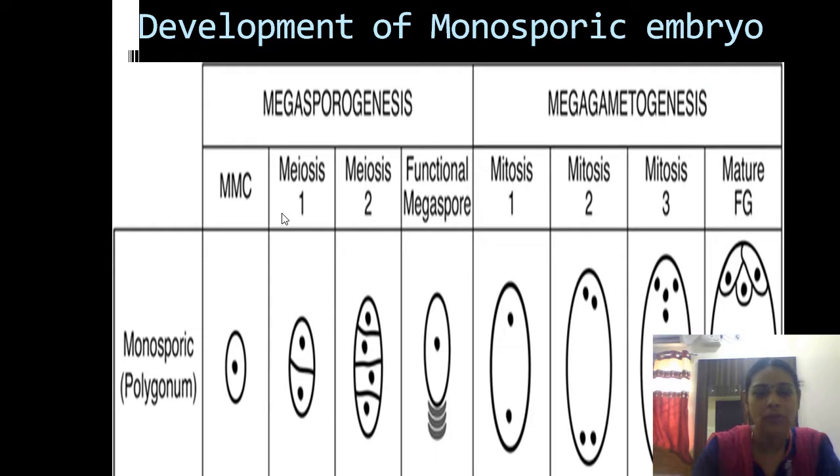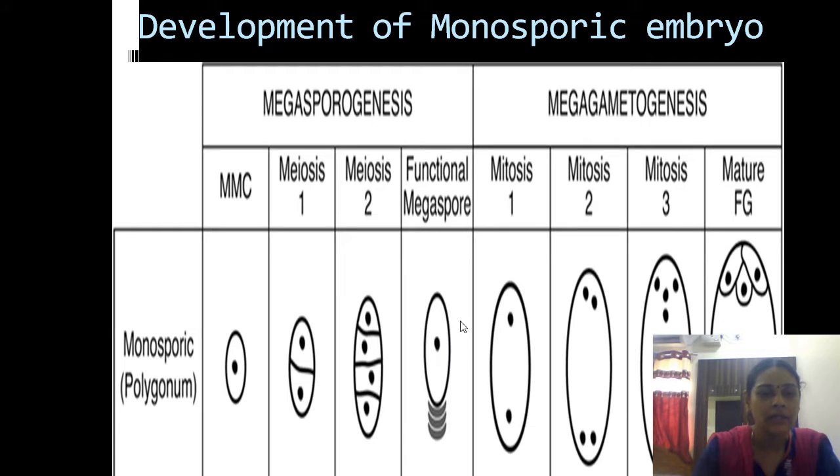For you, meiosis 1 and meiosis 2 are not needed; you can just write meiosis. The megaspore mother cell (MMC) produces 4 haploid megaspores, with a chalazal end and a micropylar end. I explained the chalazal end and micropylar end in the last video on the structure of the ovule. The functional megaspore at the chalazal end gives rise to the female gametophyte. The remaining 3 haploid megaspores degenerate.